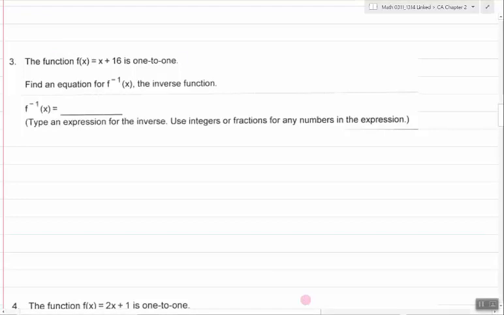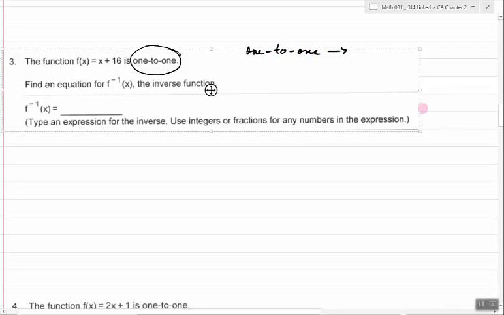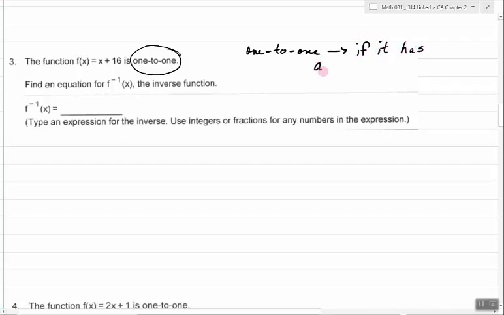Now this problem uses the terminology one-to-one. A function is one-to-one if it has an inverse which is a function. Sometimes something will have an inverse, but that created inverse is not a function.